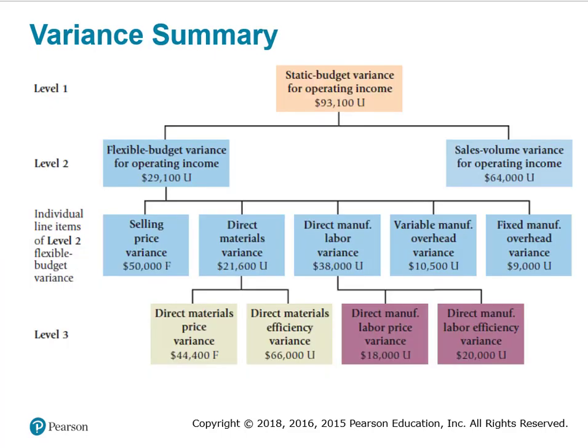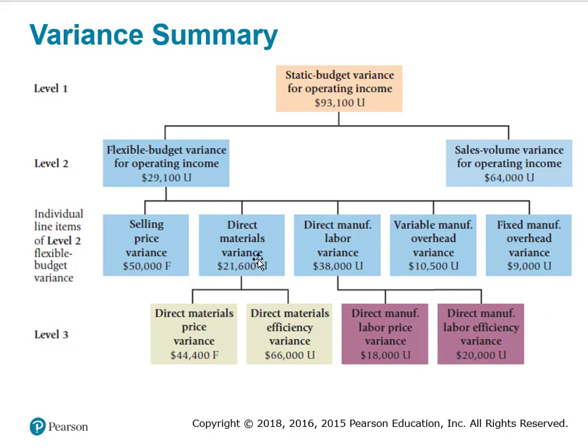And here's a nice summary of the variances. This is the static budget variance, which would be the total of flexible budget plus sales volume variances. That would be the total static budget variance. Then if we took the flexible budget, it comes apart some more, and we can take it apart into price and direct materials variance, labor variances, and then variable and fixed overhead variances. Okay?